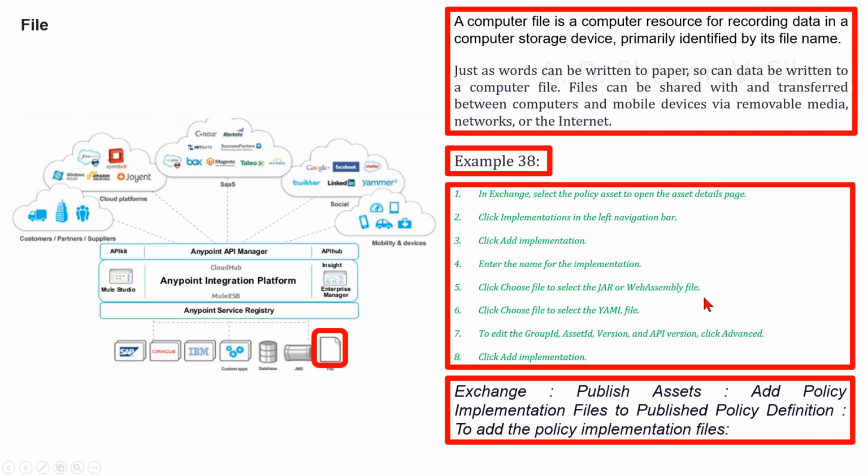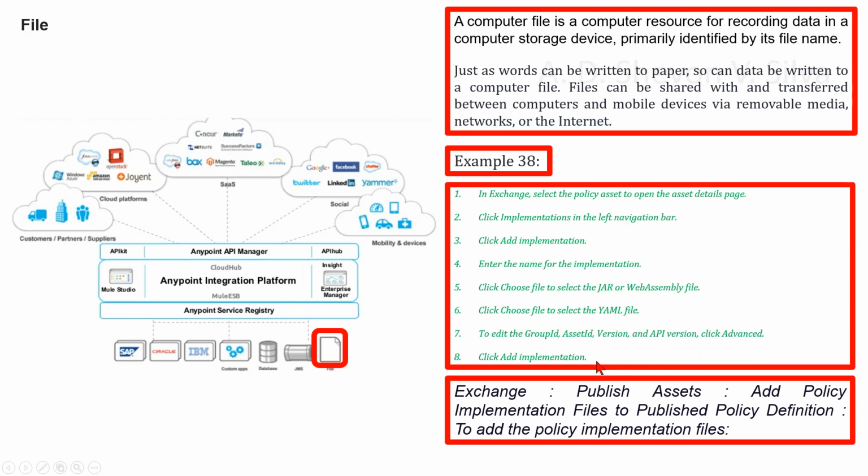Click choose file to select the jar or WebAssembly file. Click choose file to select the YAML file. Click edit to edit the group ID, asset ID, version, and API version. Click advanced. Exchange generates a group ID, asset ID, and version. You can change these values. You can also change the API asset version and API version separately. The advanced settings are most often used to change the asset version.